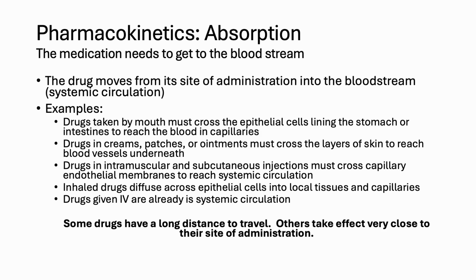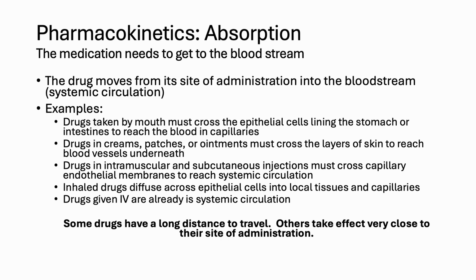So absorption, basically, the medication needs to get from its site of administration into the bloodstream, into systemic circulation. Some medications don't have very far to go. Some have a little bit further to travel. So some examples. When we take medications by mouth, also known as PO, if you see the abbreviation PO, that means taking something by mouth. That drug has to get through epithelial cells. Epithelial cells are cells that line body cavities. That's all epithelial cells are. They line the stomach, they line the intestine, they line organs. So they have to cross through this layer of cells to get into the blood in capillaries.